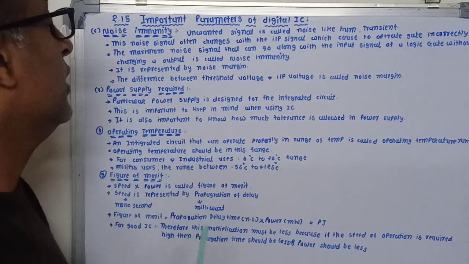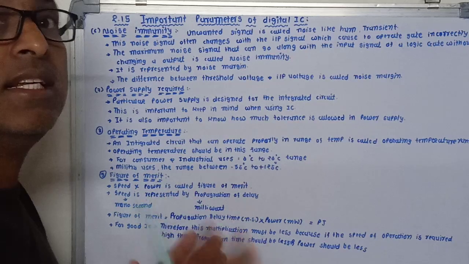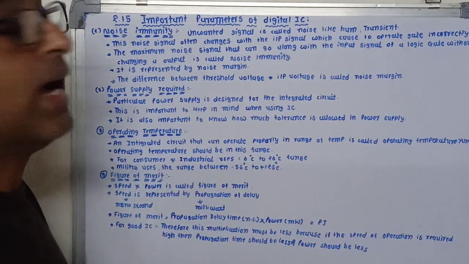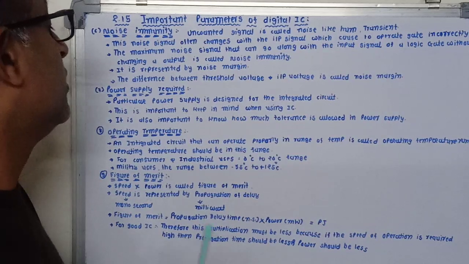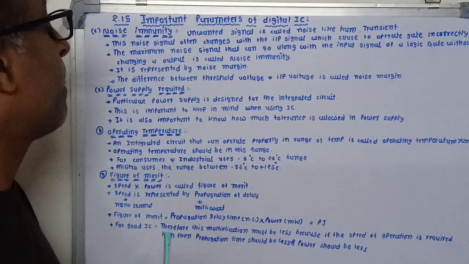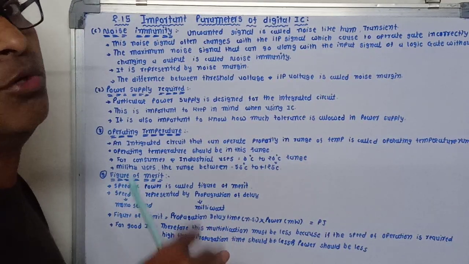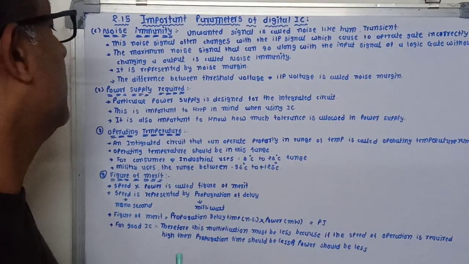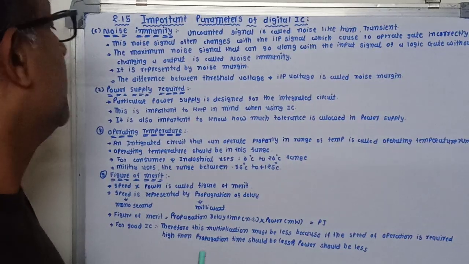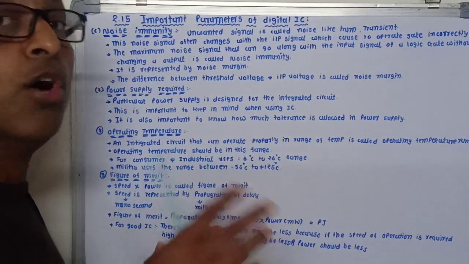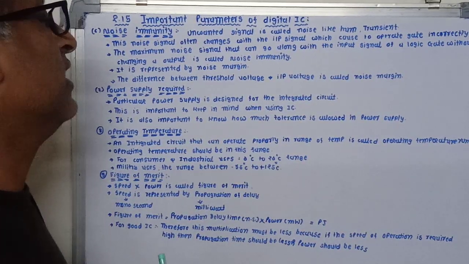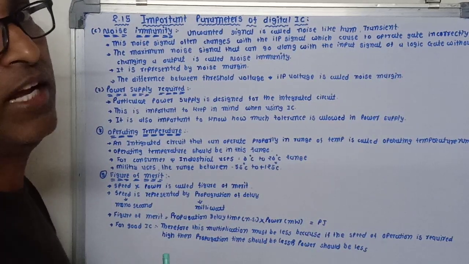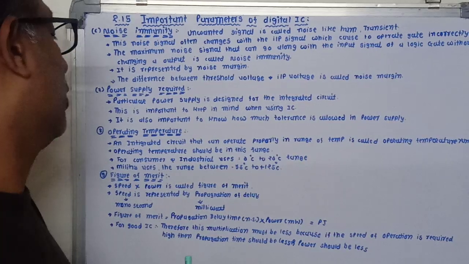Power supply required. A particular power supply is designed for a particular integrated circuit. It is important to keep this in mind when using an IC, because every IC has a different power supply requirement. It is also important to know how much tolerance is allowed in the power supply. So it is also most important.